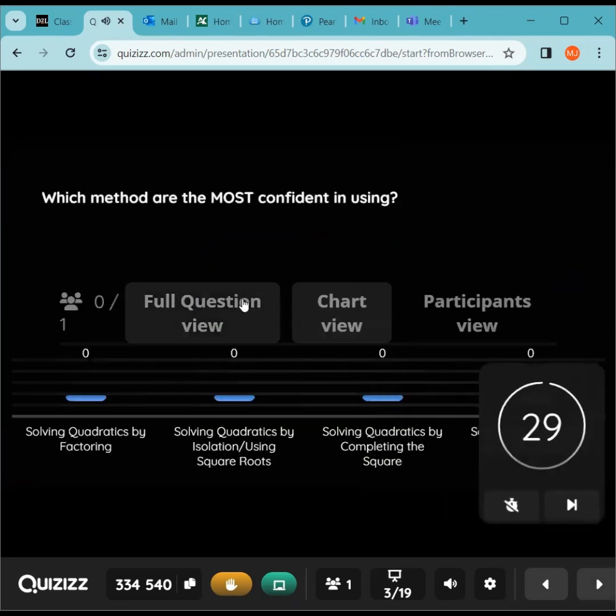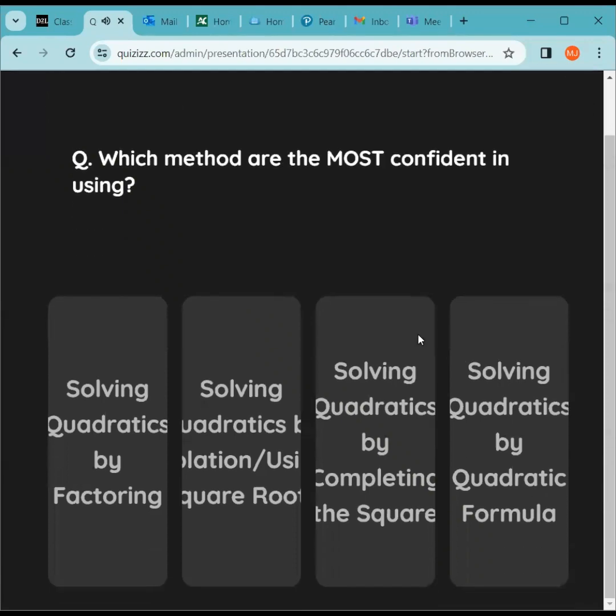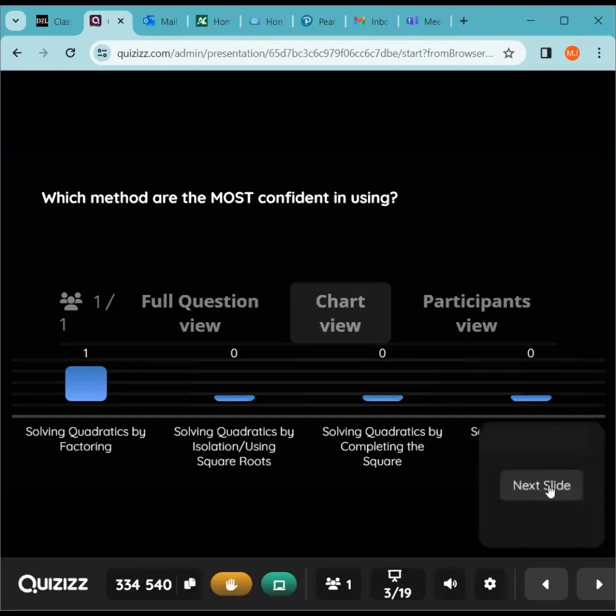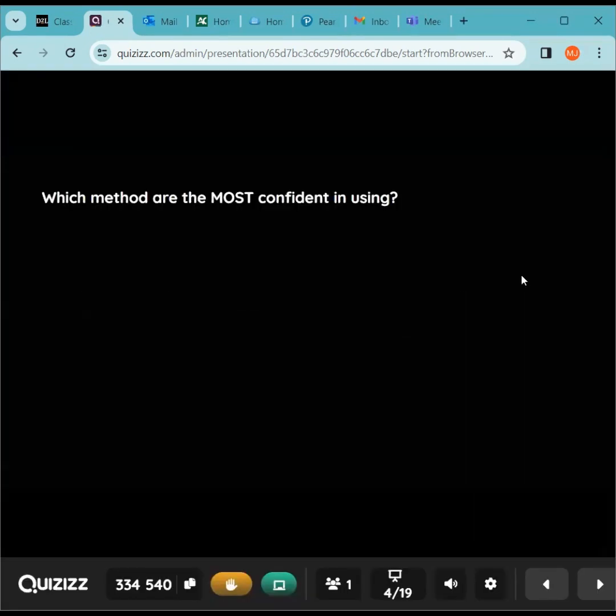So which method are you most confident in using? Solving quadratics by factoring, by isolation using square roots, by completing the square, or by quadratic formula. So factoring. Okay.